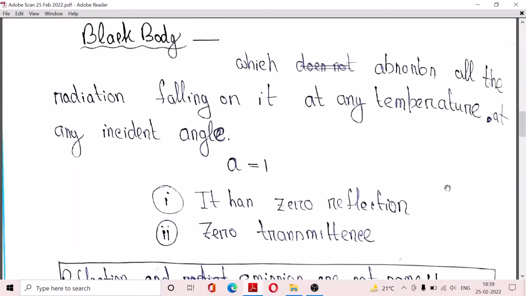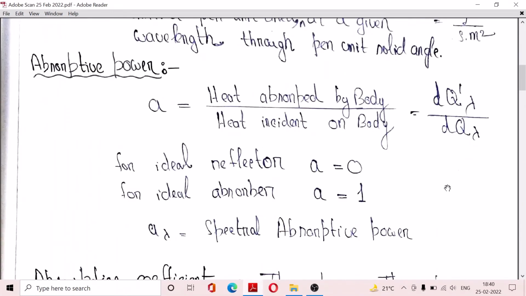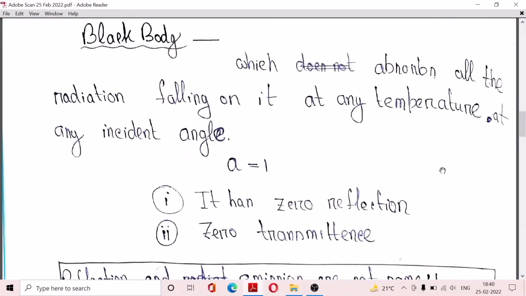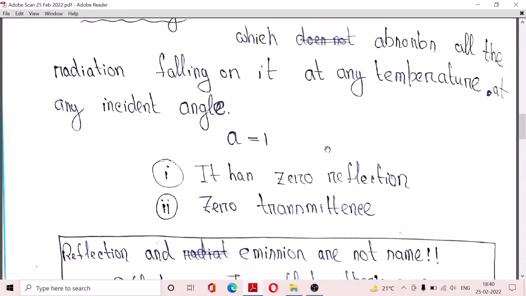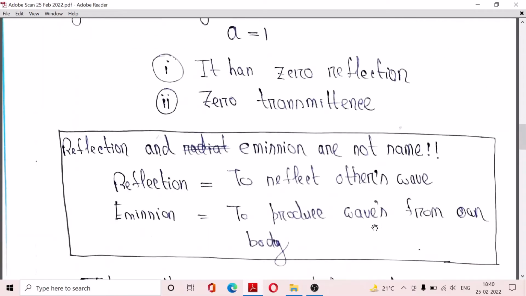Now we will start with the black body. First we will define what a black body is. A black body is a body which absorbs all the radiation falling on it at any temperature and at any incident angle. As we have seen, for an ideal absorber A will be equal to 1, as the heat absorbed by the body and the heat incident on the body will be equal. So a black body is an ideal absorber, so A will be equal to 1. It has zero reflection and zero transmittance.